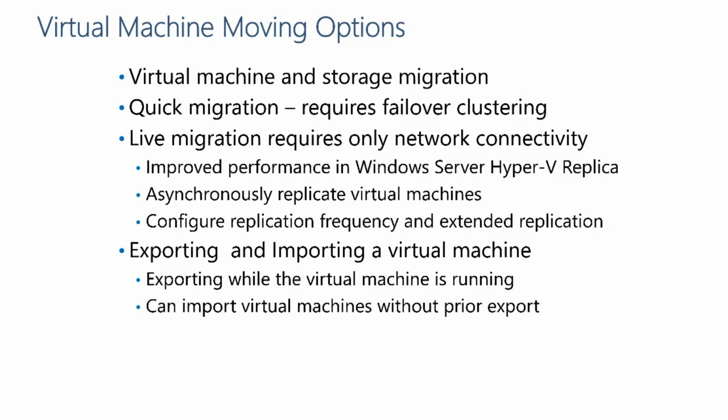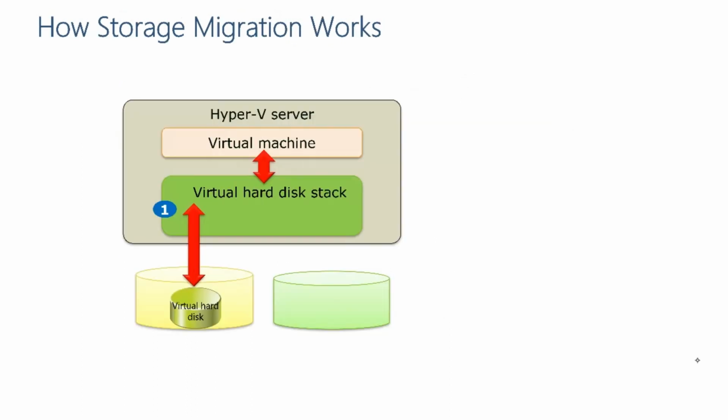So with exporting, we can export while the virtual machine is running. We can import the virtual machine without prior export. So if we look at how storage migration works, we've got two storage areas. We've got the execution on the Hyper-V, and you can think of this as shared storage. It's using iSCSI or Fibre Channel over Ethernet or Fibre Channel to read and write. Okay, that's what's happening here. It's reading and writing as the virtual machine is running.